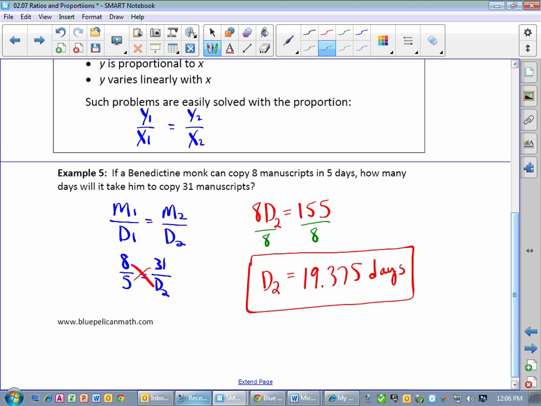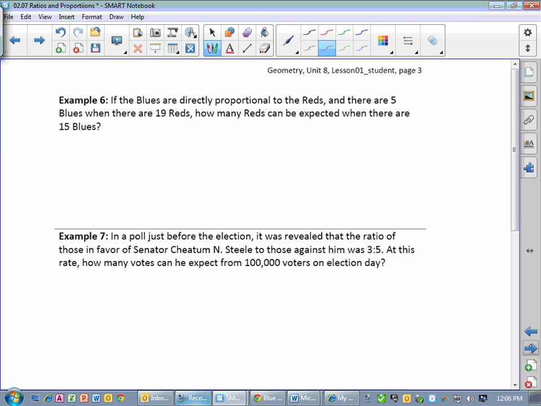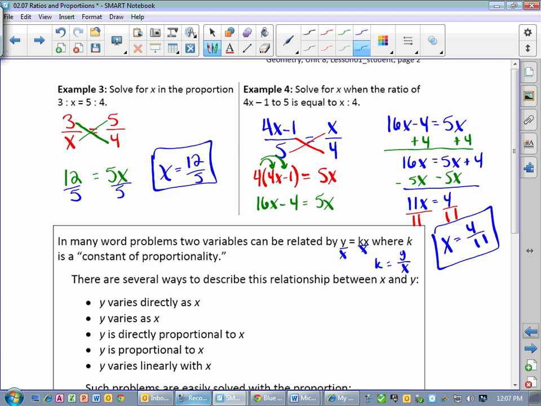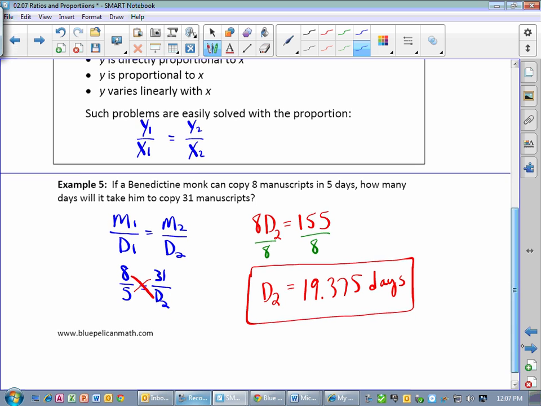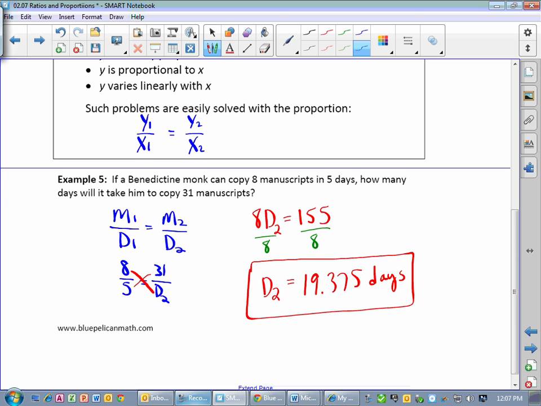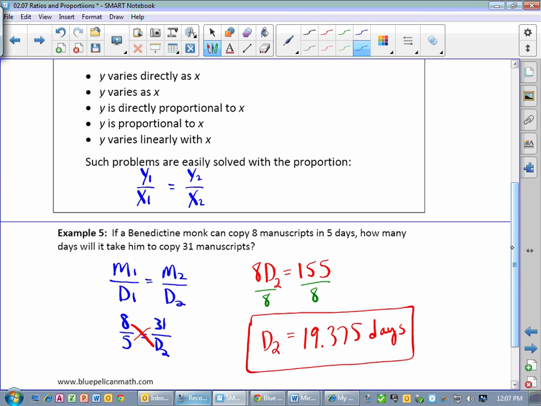Okay. Next example. It says if the blues are directly proportional to the reds, and there are 5 blues when there are 19 reds, how many reds can be expected when there are 15 blues? Okay. So let's look back at example 4 really quick. Now notice in example 5, the Benedictine monk can copy 8 in 5. How many will it take for him to copy 31?